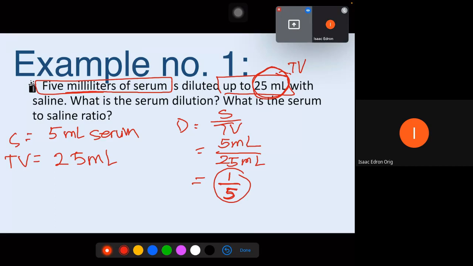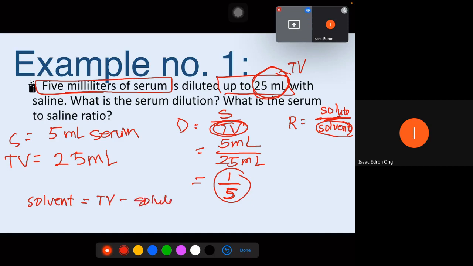What is the serum to saline ratio? So ito, ang ratio kasi, ratio is solute over solvent. Okay, solute over solvent. Ganyan ang ratio natin. So, ito, dito sa dilution, ang nasa baba, total volume. Pero ang sa ratio, solvent yung nasa baba. So, how do we get the solvent? Di ba, the solvent is total volume minus solute. Di ba? Kasi tatanggalin mo lang naman yung solute sa total volume.